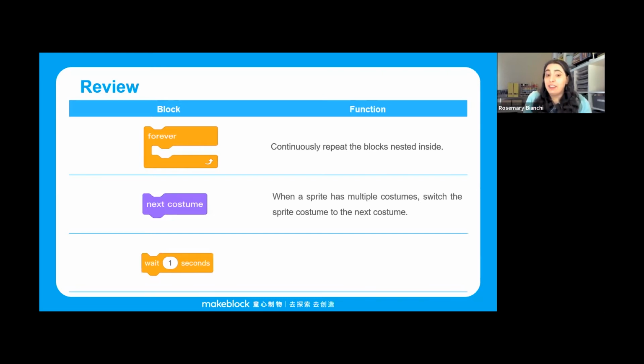We've looked at a lot of purple blocks and they all fall into the same category because, remember, blocks in Scratch are color coded. But next costume works when a sprite has multiple costumes, and it allows us to switch to whatever the next costume is in the costumes interface. In the last lesson, we also looked at the costume interface for the first time, and we were able to see costumes that were already included with a sprite.